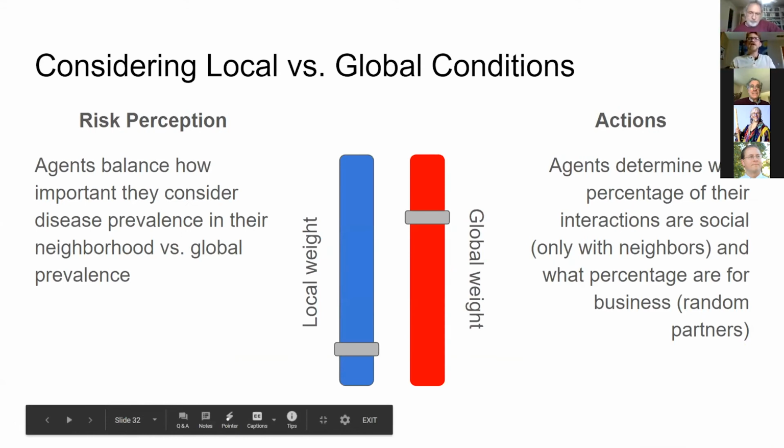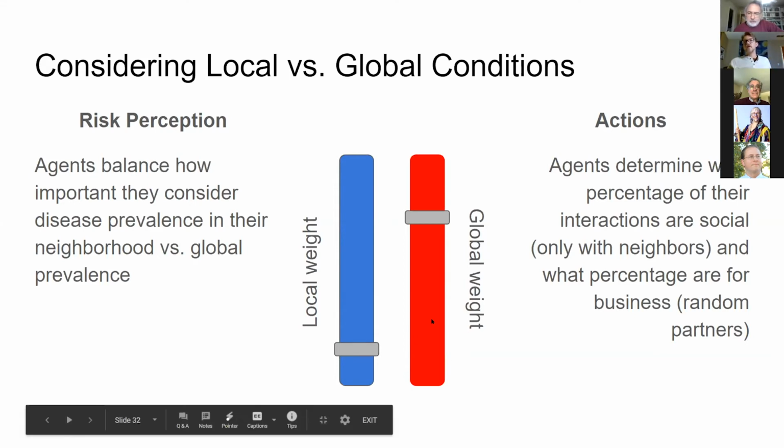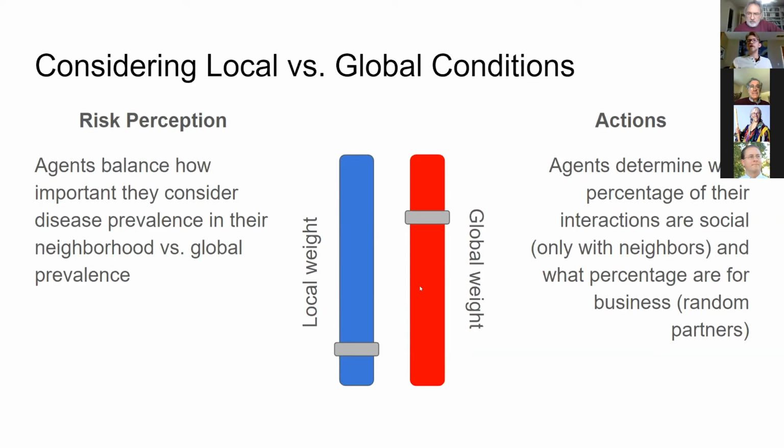Okay, and being that we've got these separate representations of a local environment versus a global environment, we also added in weights for each of these things. So for each of our agents, you can determine how much importance each agent gives to the condition in their local neighborhood versus that in the network as a whole.